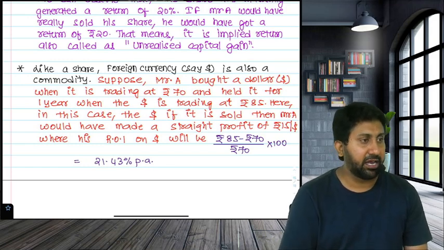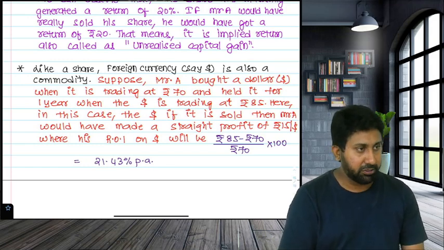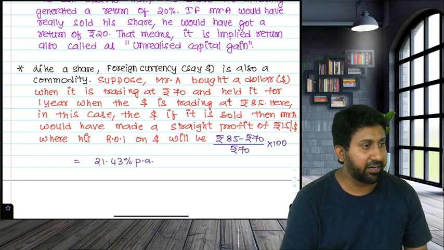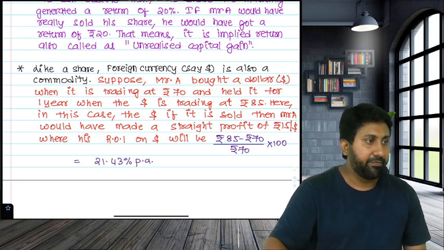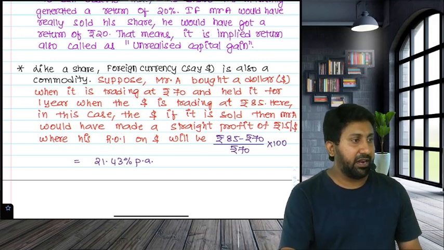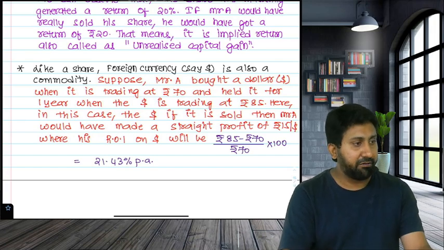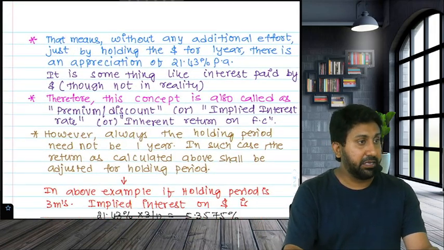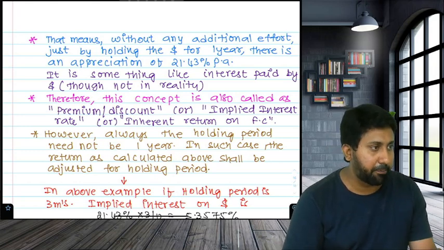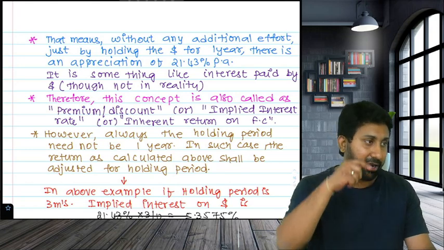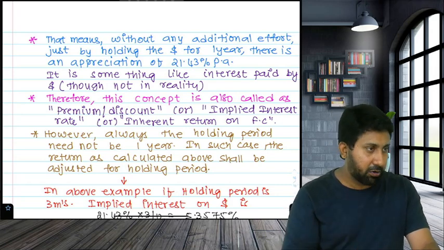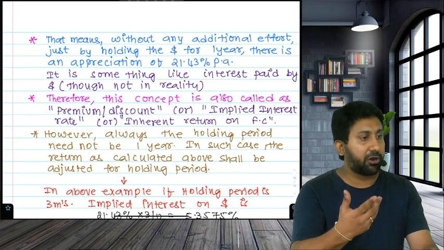Like a share, foreign currency, say dollar, is also a commodity. Suppose Mr. A bought a dollar when it is trading at rupees 70 and held it for 1 year, when the dollar is trading at rupees 85. If it is sold, Mr. A would have made a straight profit of rupees 15, where his return on investment on the dollar will be 21.43% per annum. That means without any additional effort, just by holding a dollar for 1 year, there is an appreciation of 21.43%. It is something like interest paid by the dollar, though it is not in reality. Therefore, this concept is called premium or discount, or implied interest rate, or inherent return on foreign currency.